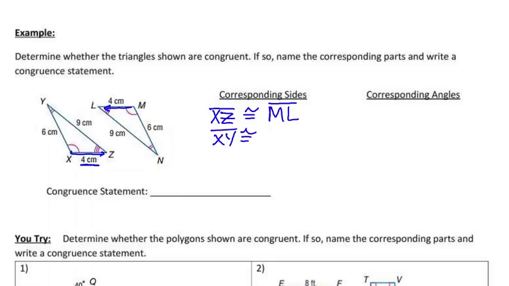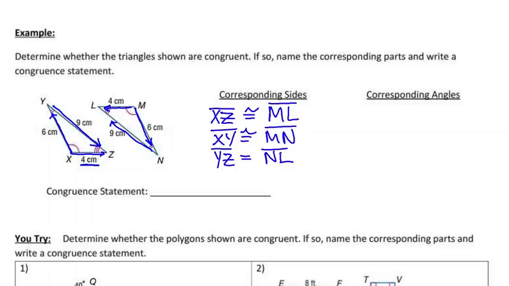So I went single arc to double arc. So I'm going to do this one, single arc to double arc. So I have to do M to N, line segment is congruent. And then the last one, I have Y to Z. So I went double arc to triple arc. I have to go double arc to triple arc for this one. N to L are congruent.